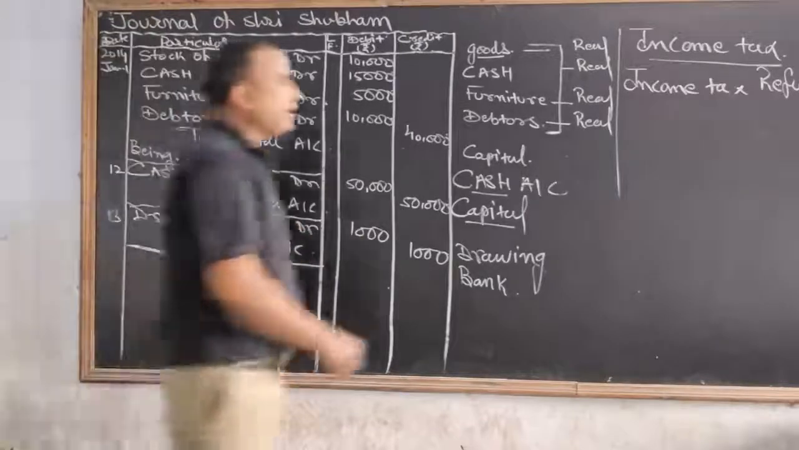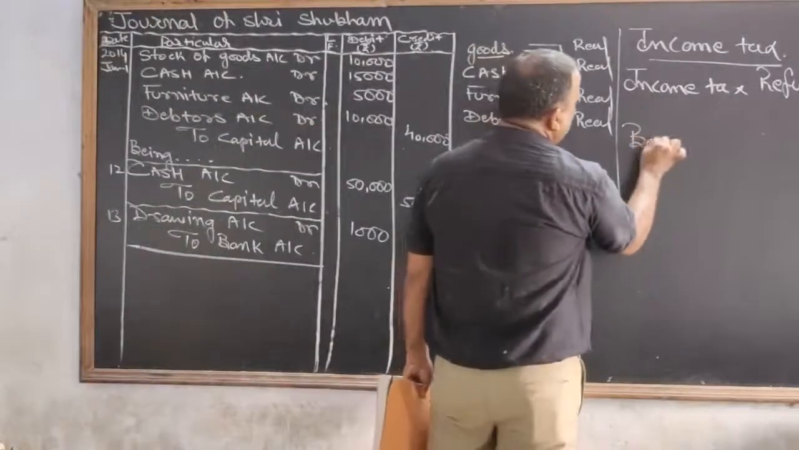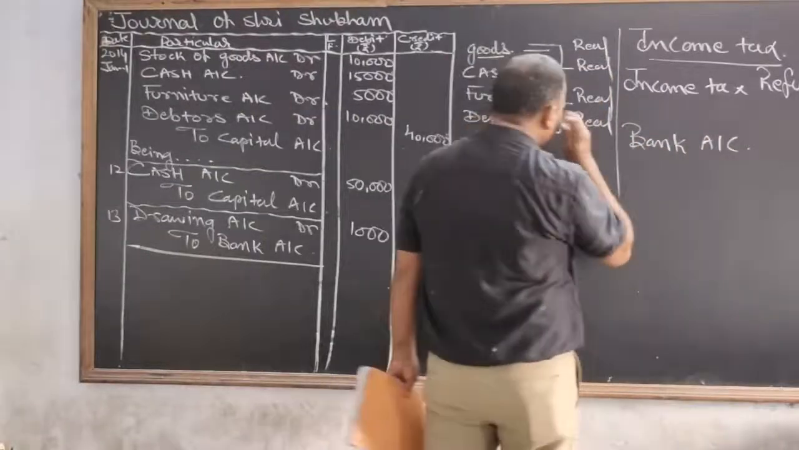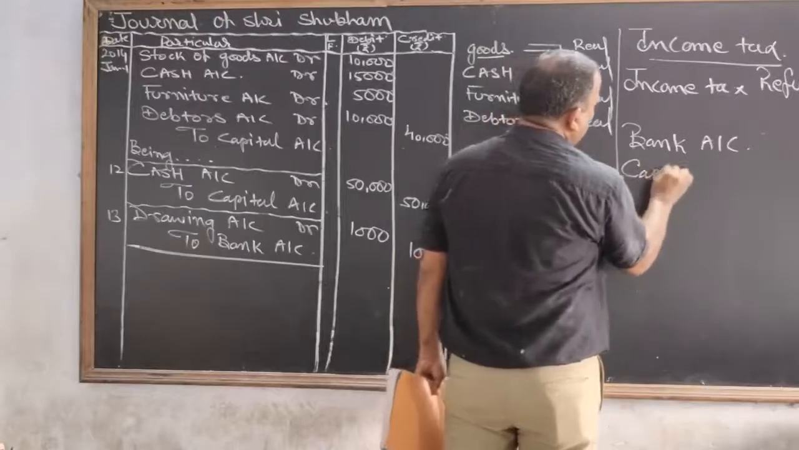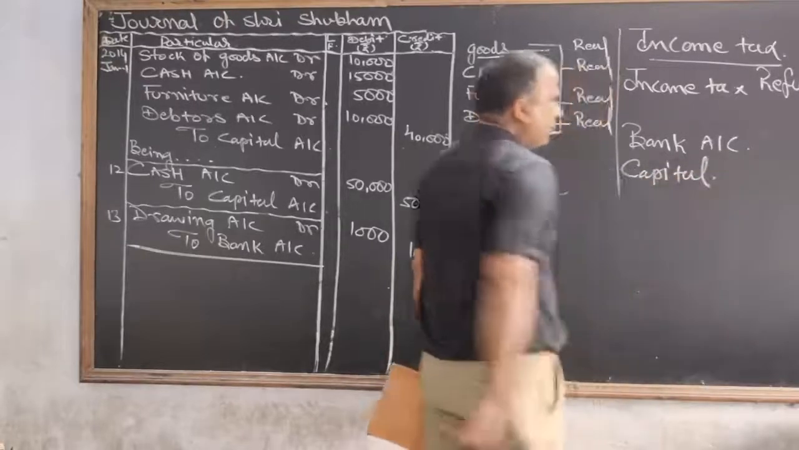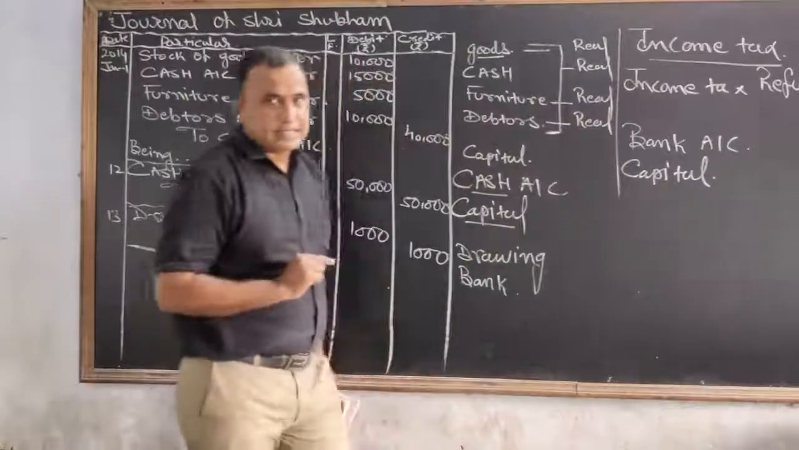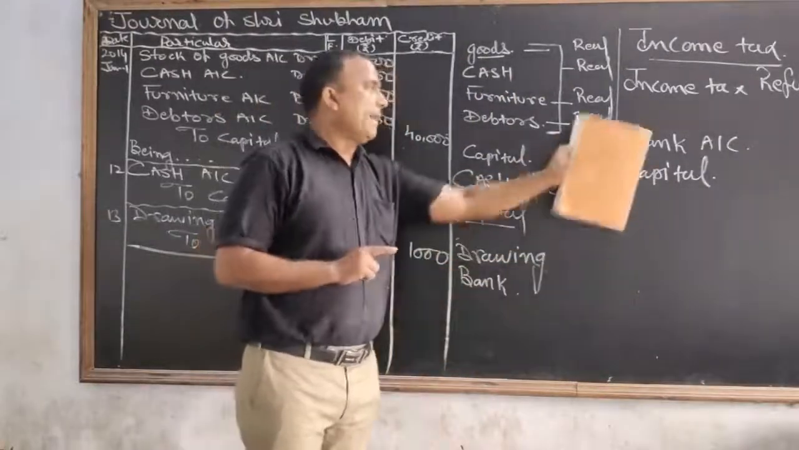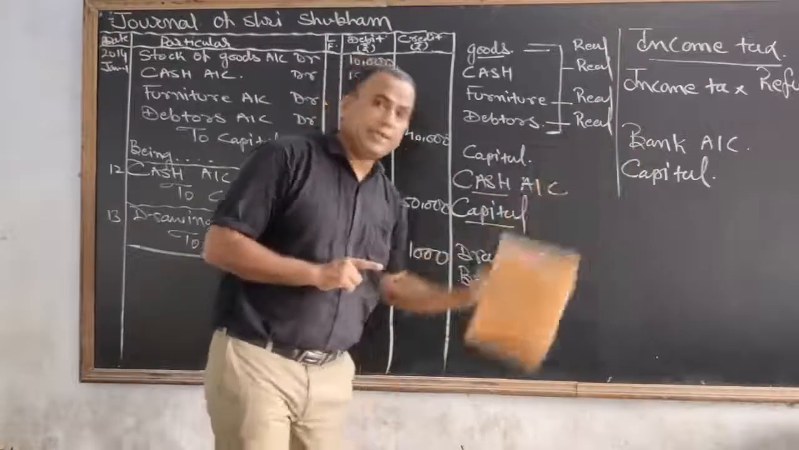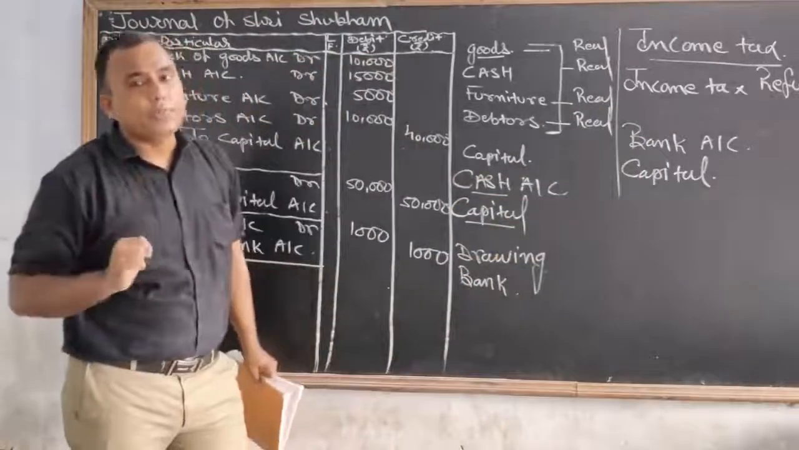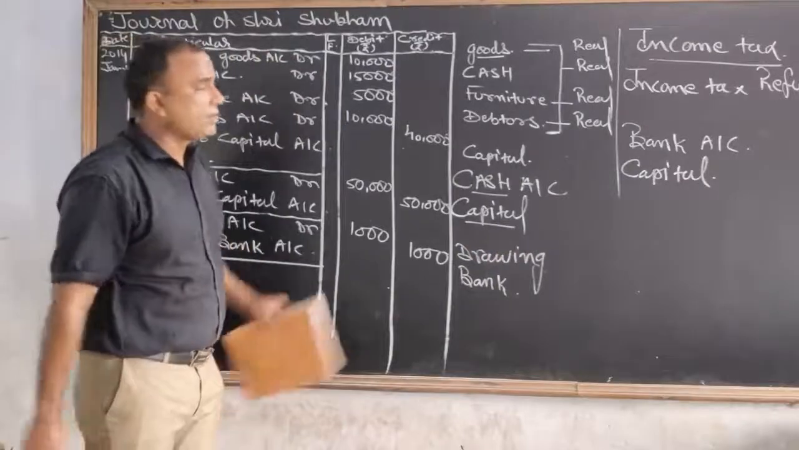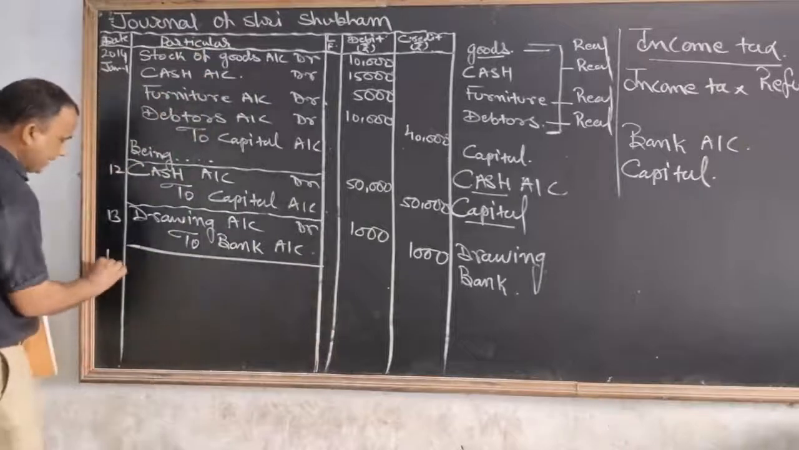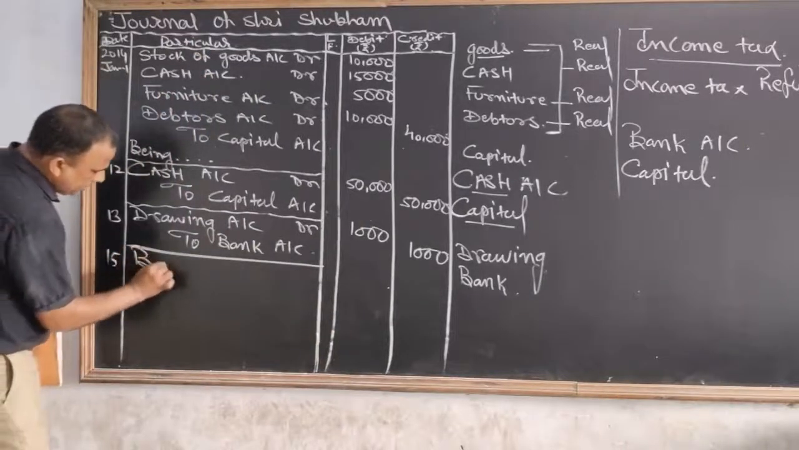So two accounts are affected here. First one is bank account, and second one is owner brought personal income in the business. That's why it is considered as capital. So bank is a personal account and capital is also a personal account. Apply the rule of debit and credit for the personal account. Debit the receiver. Bank is a receiver. That's a bank account.